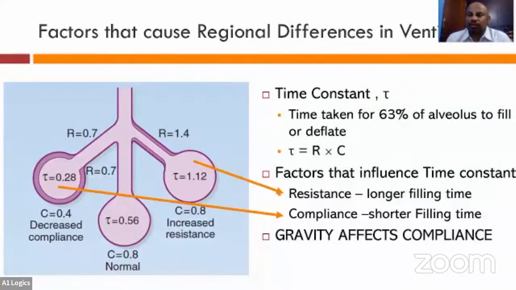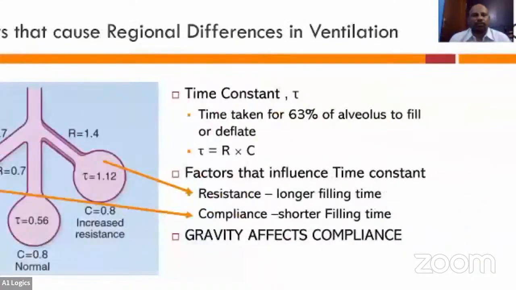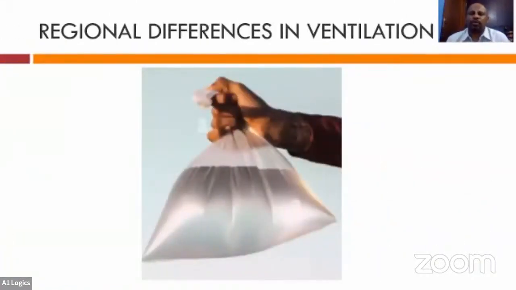Many factors influence the compliance of these alveoli. One of the major factors, which is very physiological, is gravity. If you hold a plastic bag filled with water, you know that the lower part will become sagging and bulged. This is because of the gravity of that water forcing on the lower part of the plastic bag, which pushes it outwards.